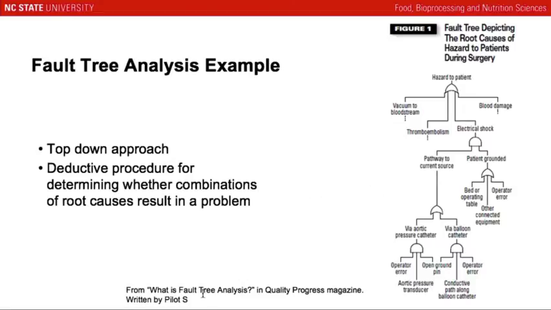Okay, so here we go. Figure 1. If you have something that could cause a hazard to a patient, well, it could become a vacuum to the bloodstream, or it could cause blood damage, or it could cause electrical shock. For electrical shock to occur, the patient would have to be grounded and the pathway would have to run to the source. So see how both of those have to happen in order for it to have electrical shock.